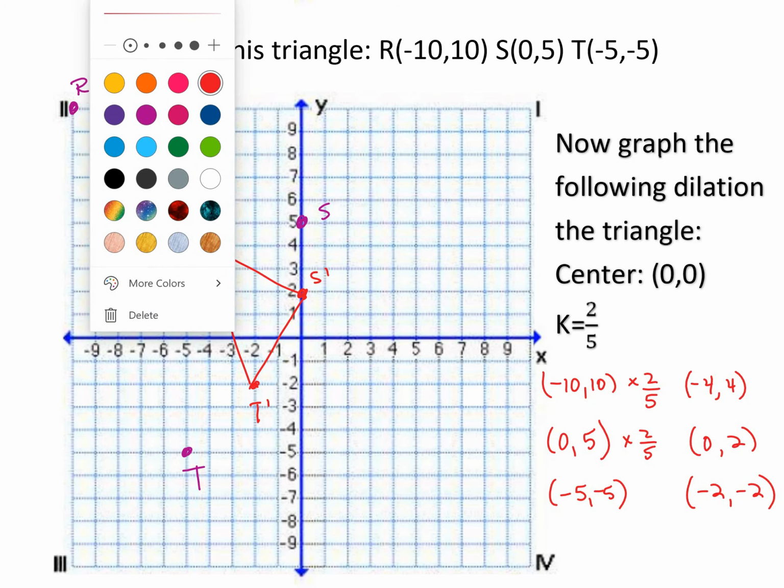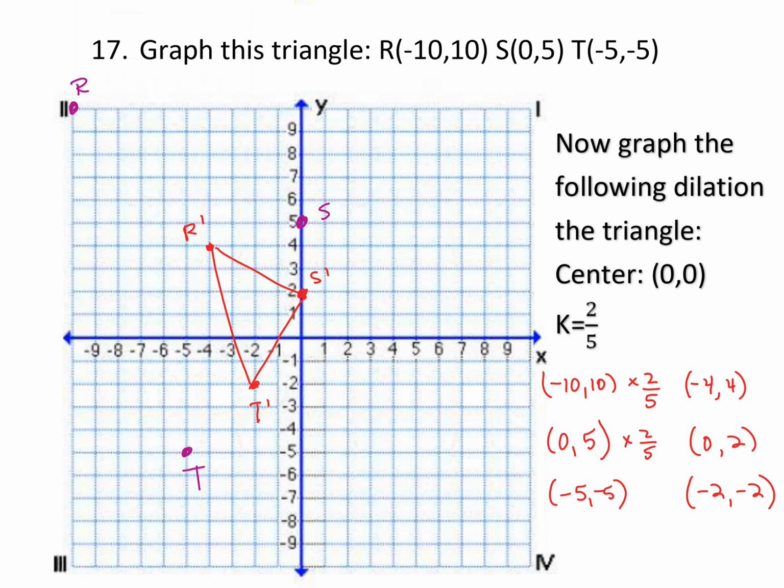I never connected the other one. So here to here to here. All right, looks a little funky, but it is the new image. The image is 2/5 the size of the pre-image, and they are proportional, so that's looking good.